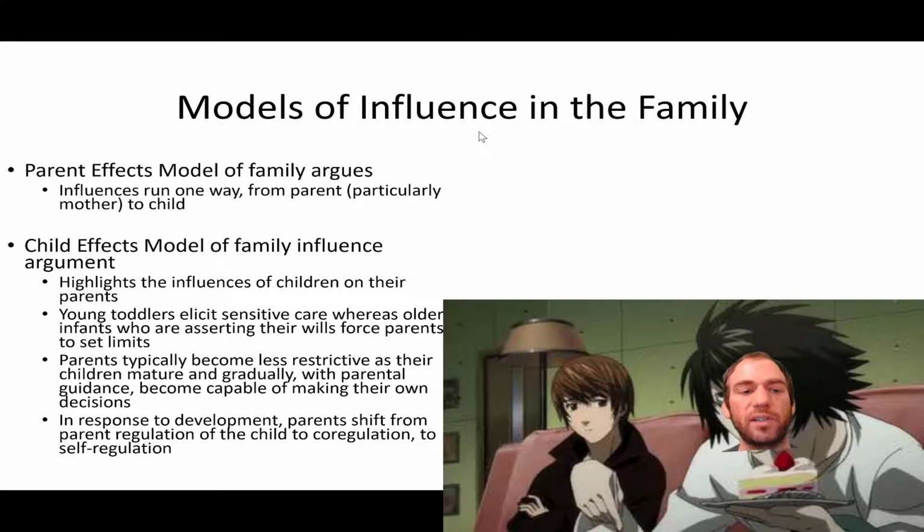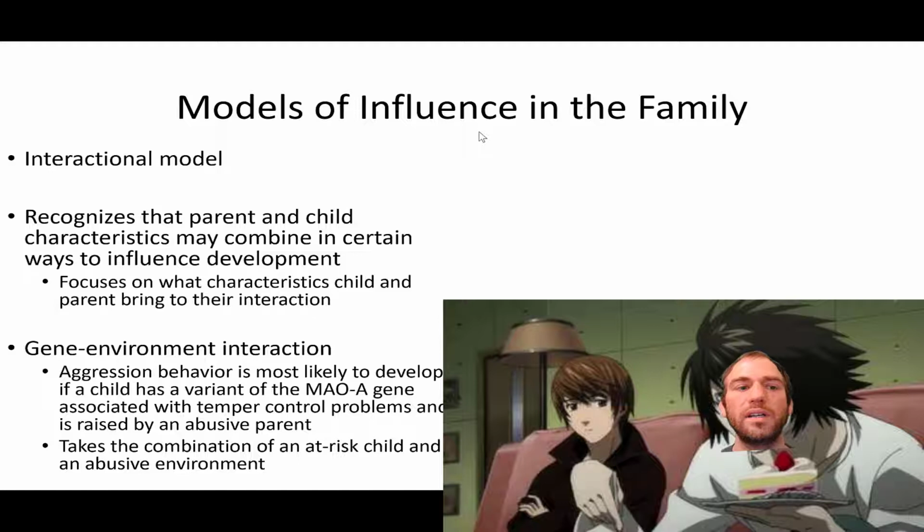So we have two different models here. The parent model, where influence runs one way, from parent to child, versus the flipped version of that, the child effects model. One shifts in children's development, eliciting responses by the parents, wherein as a child develops, their actions are less dictated by their parents setting the boundaries. So you're going from the parents telling the child exactly what to do to co-decision making to independent decision making. So again, the point here is just that the child is driving it versus the parent is driving it. Next, we have the interactional model.